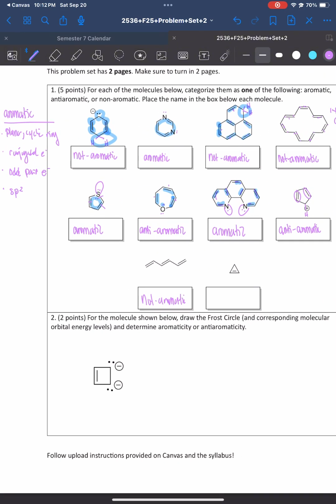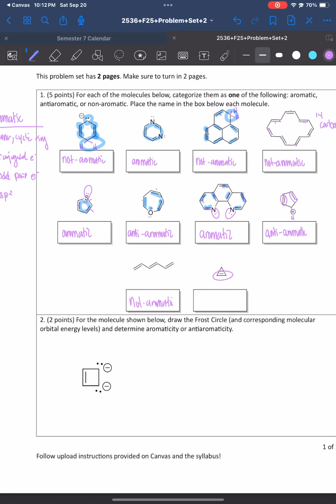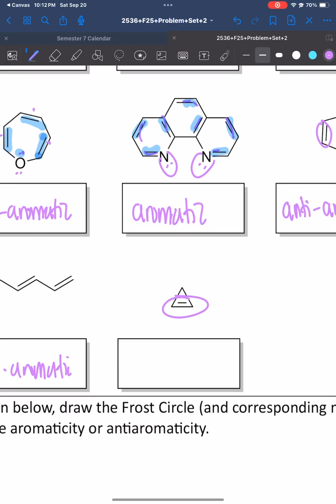Planar cyclic ring, I would say so, yeah. Conjugated electron pair. Well, there's only 1 pair of electrons, so it's kind of hard to tell. Odd number pair of electrons. 1 pair of electrons here. 1 is an odd number. We're good. sp2 hybridization. Double bond is touching these 2 carbons, but this carbon up here is kind of left alone. There's 2 hydrogens coming off of it. So this is going to be sp3 hybridized, which makes this not aromatic.